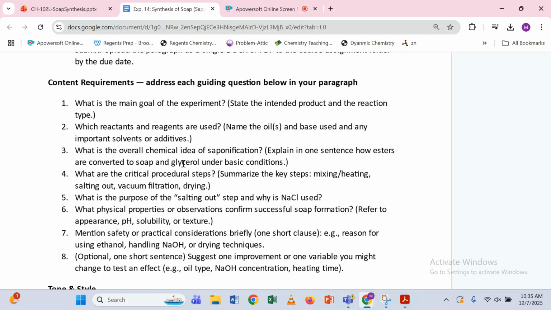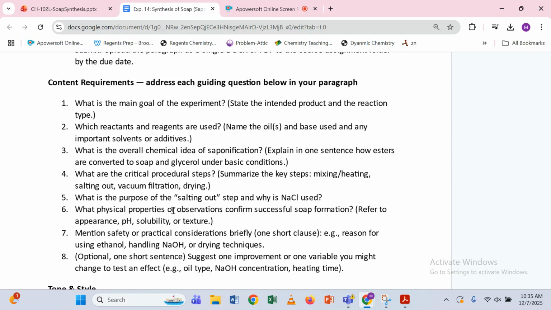What are the critical procedural steps? Make sure to write all of the steps. Summarize the key steps such as mixing, heating, salting out, vacuum filtration, drying. What is the purpose of salting out? So, again, go back to our lesson. And what is the purpose of it? And why do we use NaCl in that step?